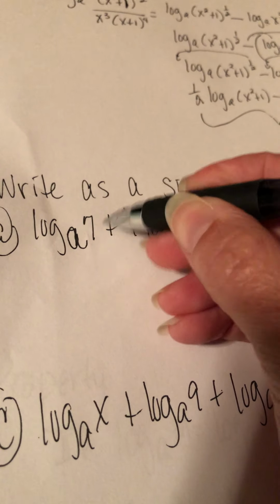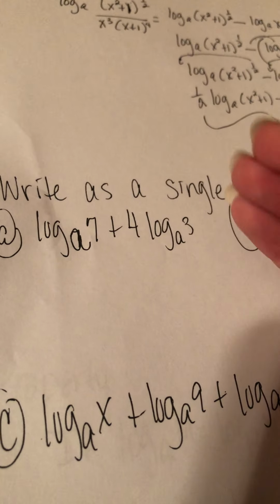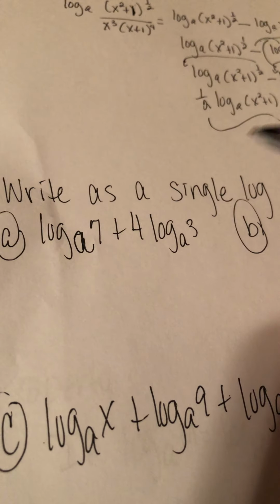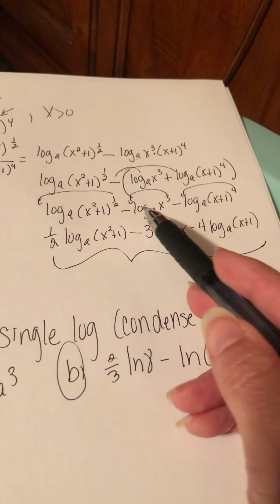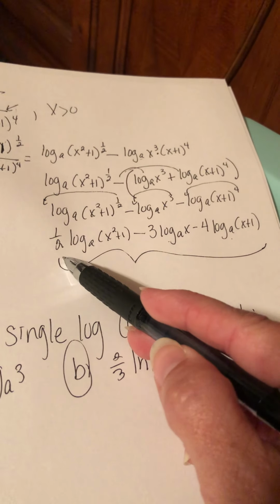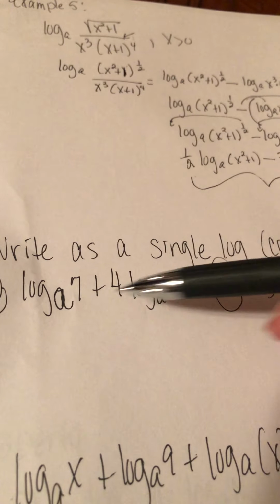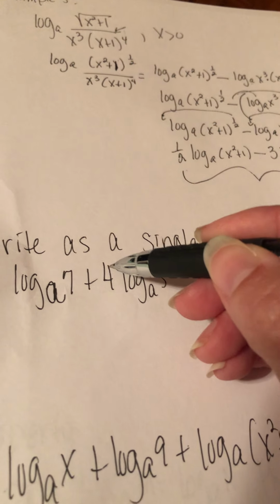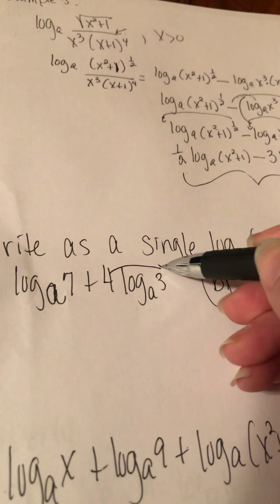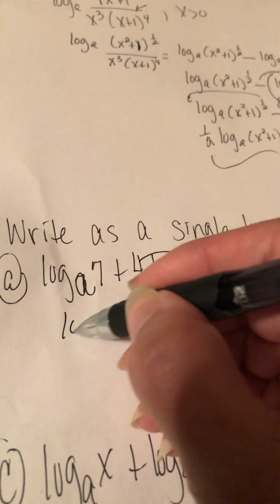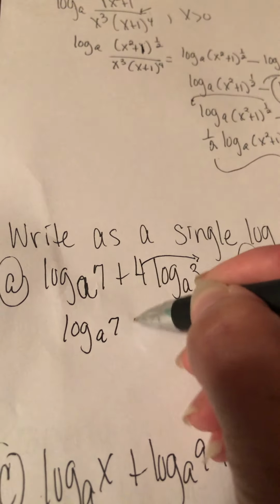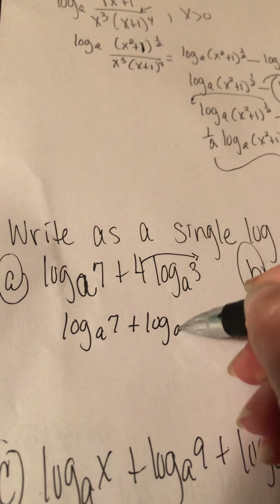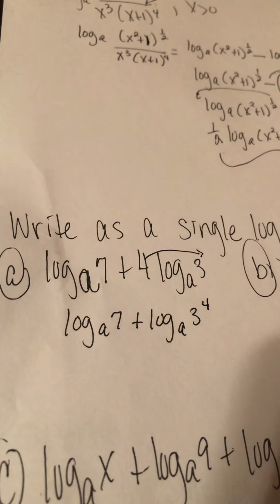So since I have addition, I know that I can change that into multiplication. But remember, when we were going from condensed to expanded form, we moved the exponents at the end. When we're going from expanded to condensed, we're going to have to fix the exponents first. So I'm going to have to take this big 4 and change it to an exponent first. So log base a of 7 plus log base a of 3 to the 4th.